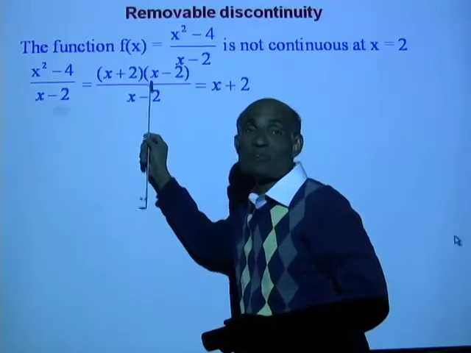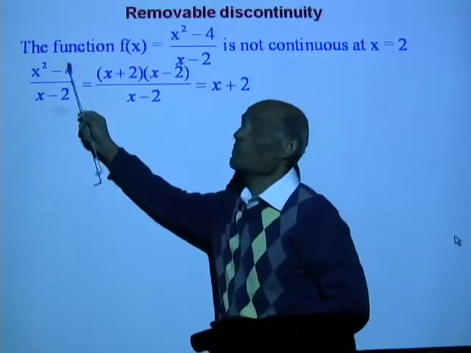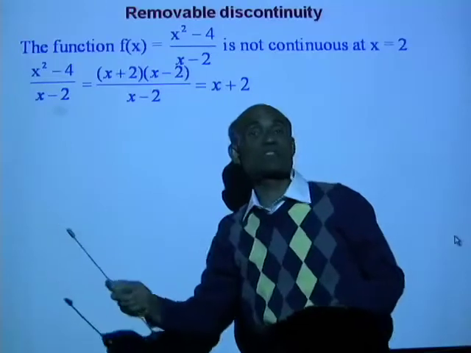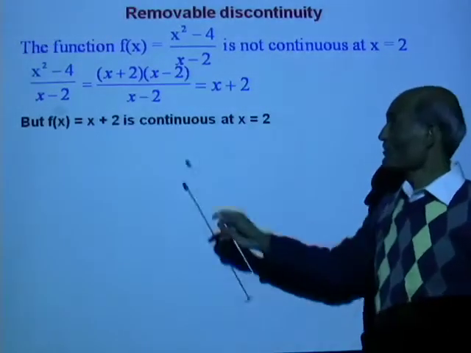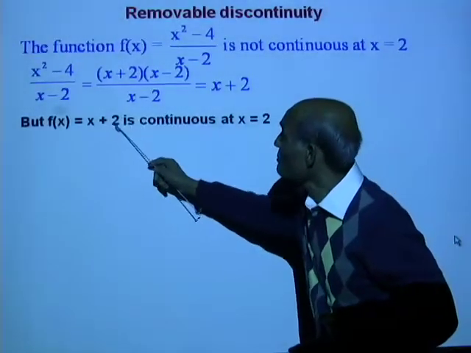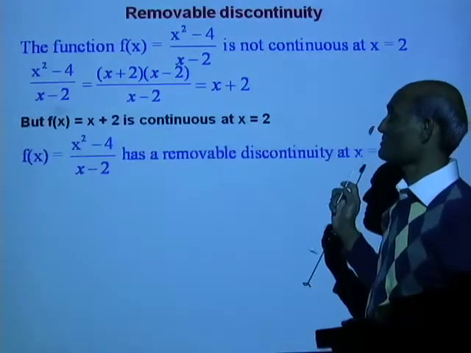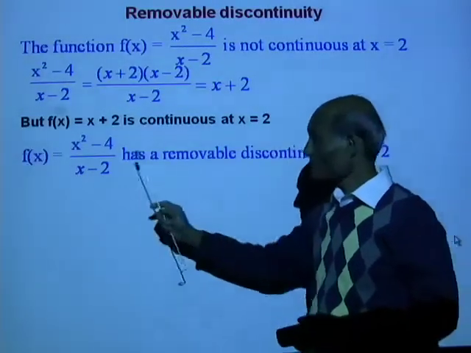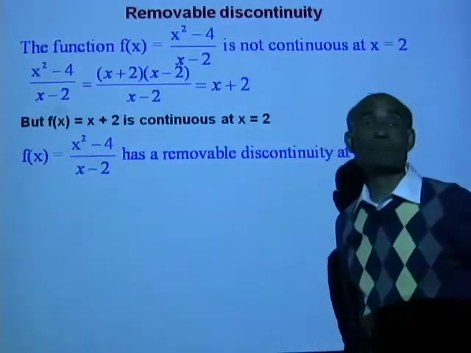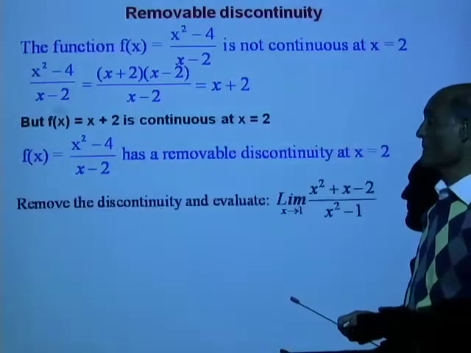What we have done is we have removed the discontinuity by factoring and cancelling the common factors. So f of x equal to x plus 2 is continuous as x plus 2. That means we have removed the discontinuity there.